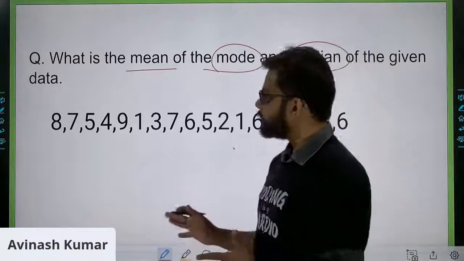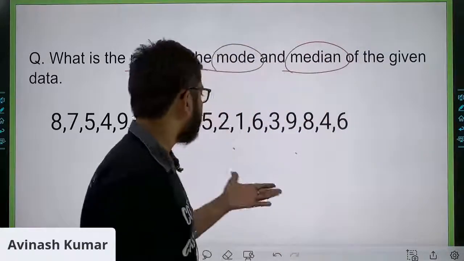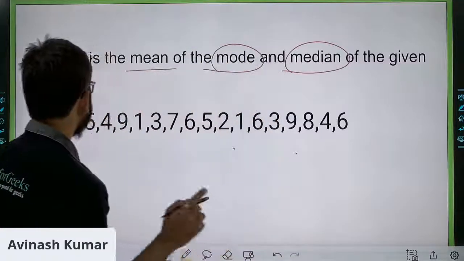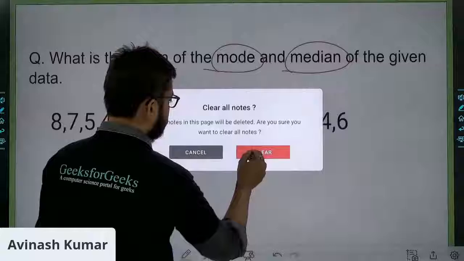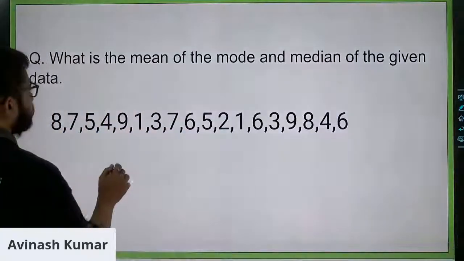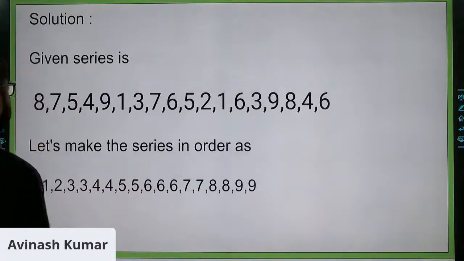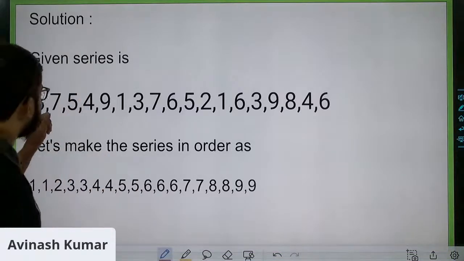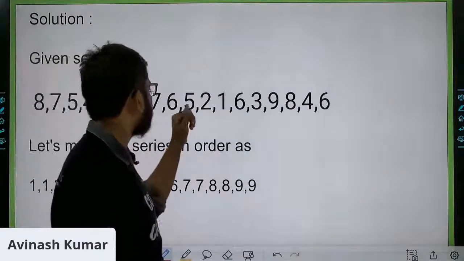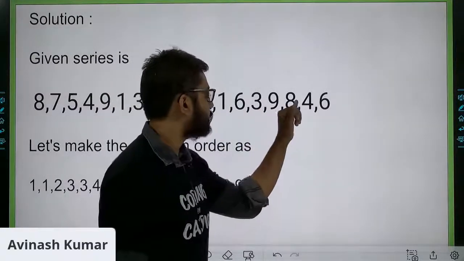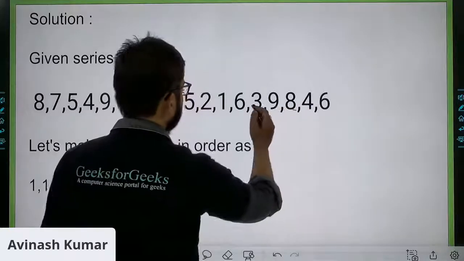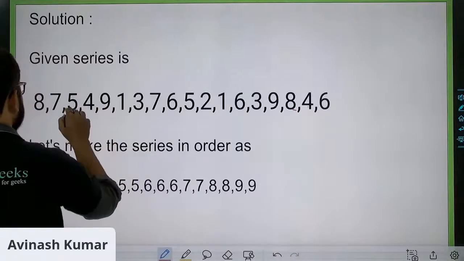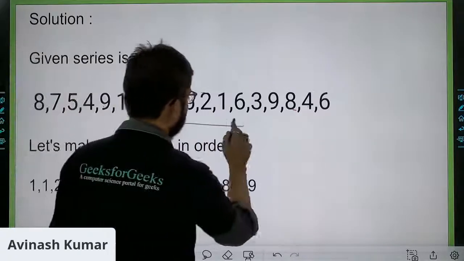This kind of data is not arranged: it's not in ascending or descending order, and it's not grouped data. First we have to arrange that data so that we can find the mode as well as the median. Let's count the digits: 1 2 3 4 5 6 7 8 9 10 11 12 13 14 15 16, 18. So the total number of digits is 18.